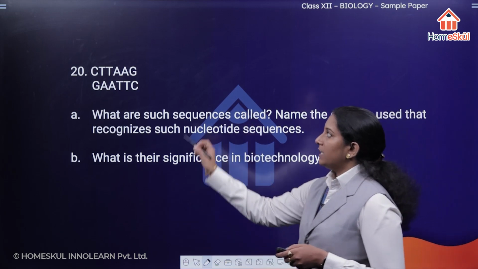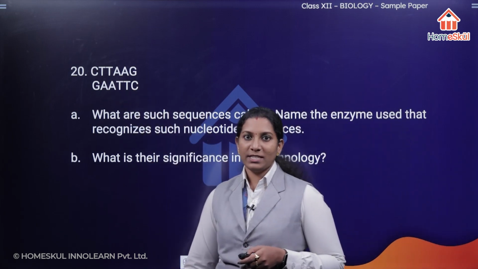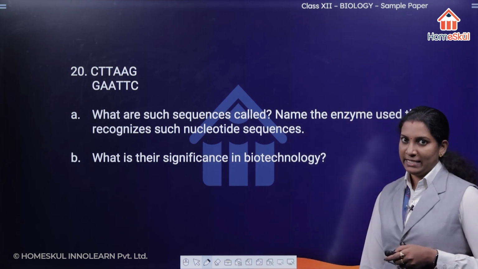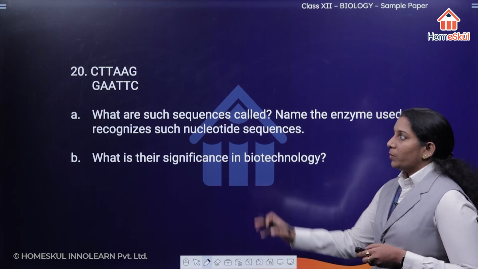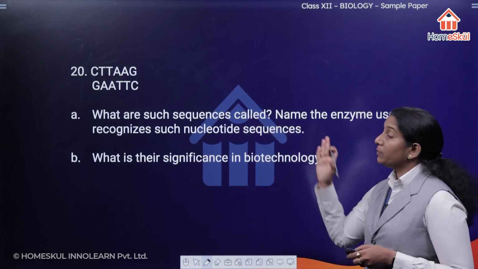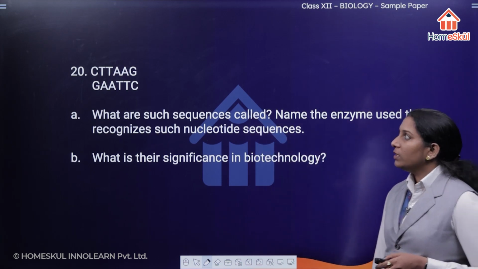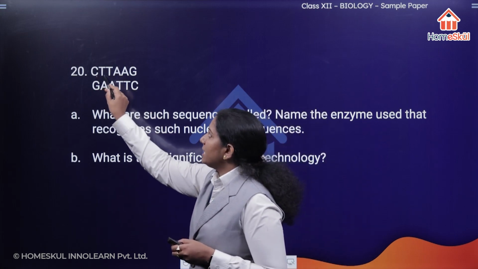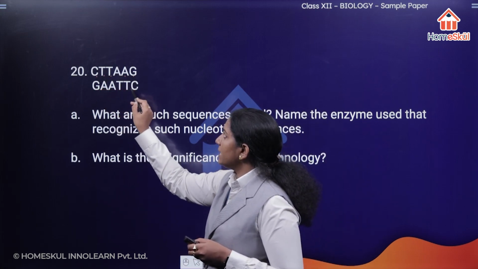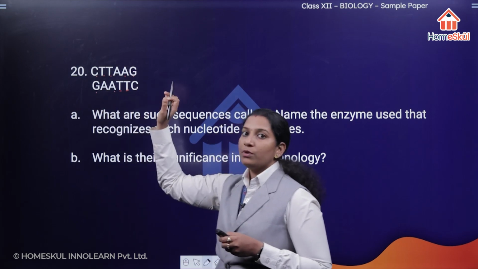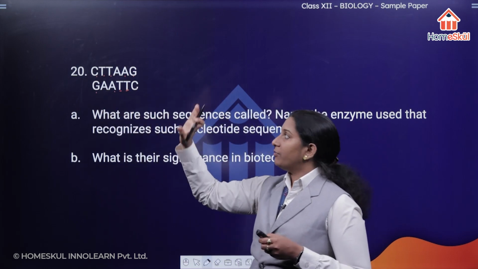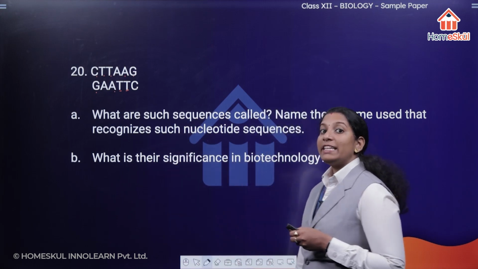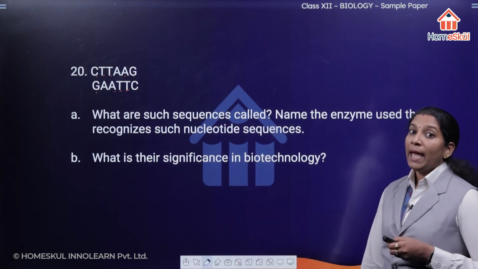CTTAAG and CTTAAG. What is the peculiarity of this sequence? Simply you can say, right. So the question is, what are such sequences called? The sequence has a peculiarity: when we are reading from both the sides, it is somewhat similar. So these types of sequences are called what?